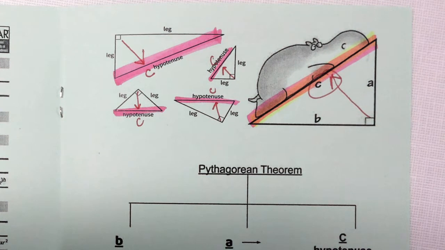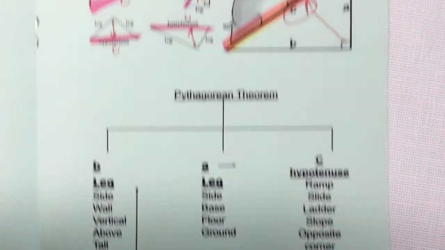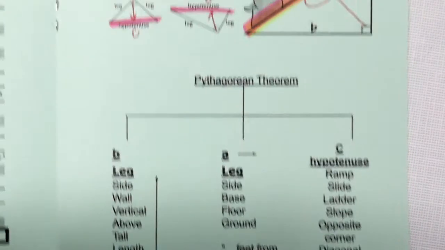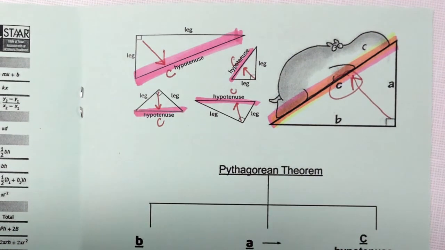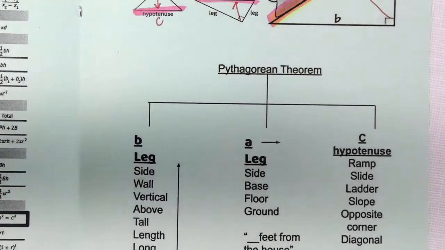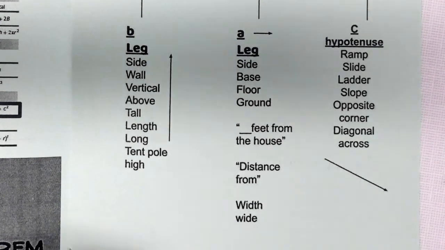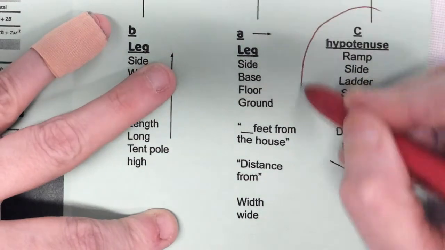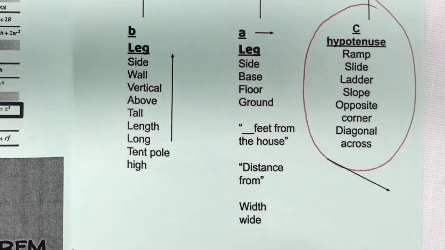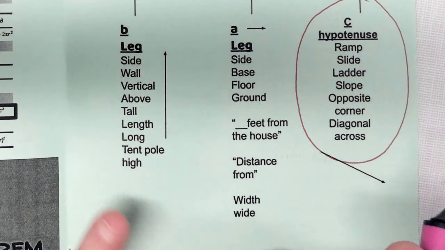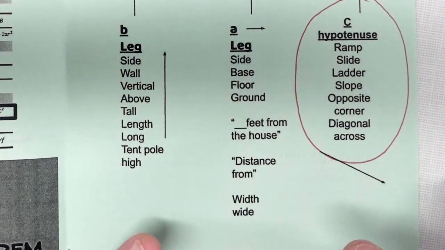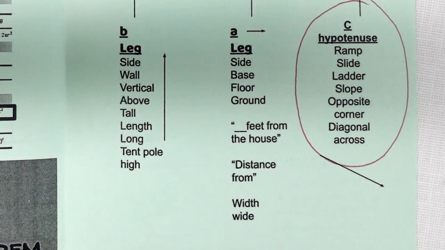Now, we put all of these words down here that tell you what they mean. The ones you really need to know are the ones that tell you which side is C, because C is the one that you have to be able to identify.